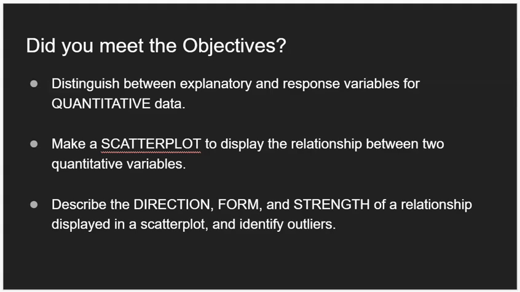And three, describe the different qualities of the association in the relationship: direction, form, strength, and also identify your outliers. If you think you can answer all of those, at least to a little bit of your understanding, then you'll be prepared to talk about it in class next time. So I'll see you then.